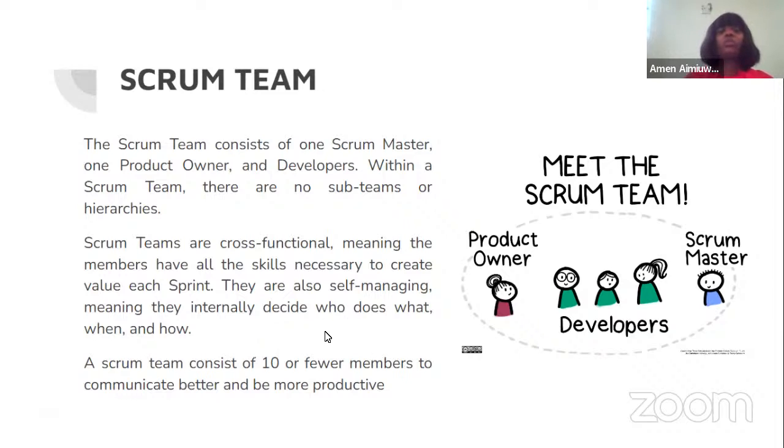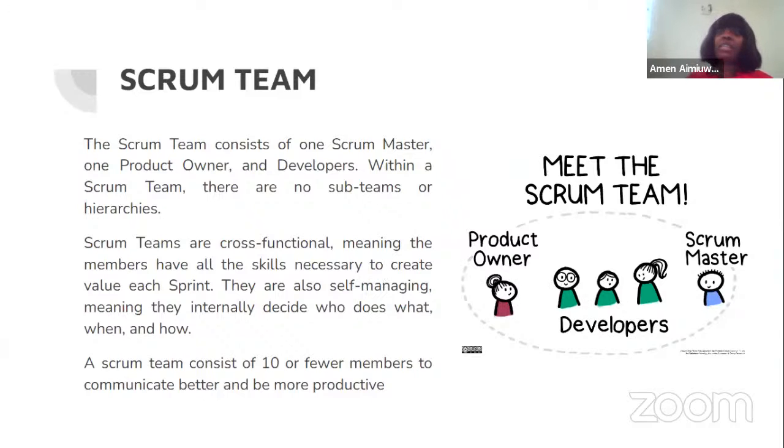And the Scrum team consists of 10 or fewer people, which helps to communicate better and be more productive. It's advisable for a Scrum team to be smaller because they work better when they are fewer in a team. But that doesn't mean that you can't have more than 10 people in the Scrum team. You can have more than 10 people in the Scrum team.